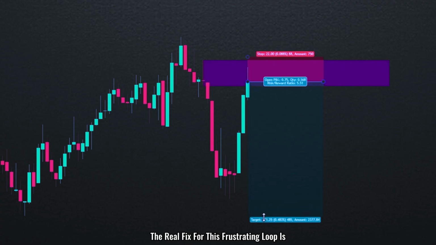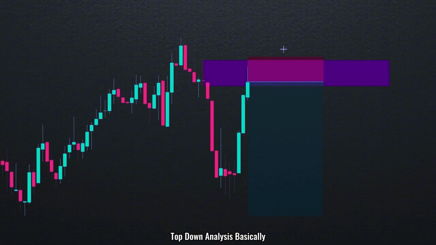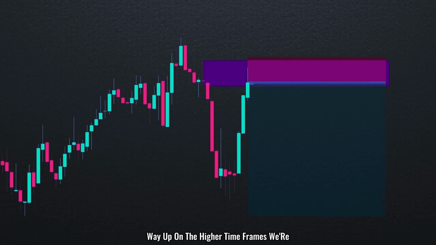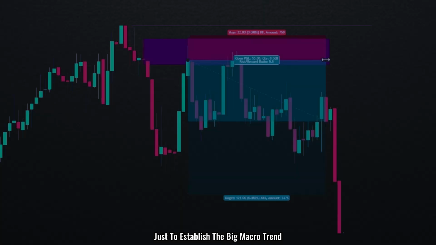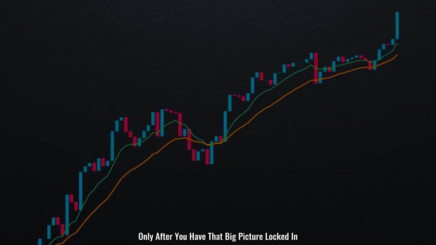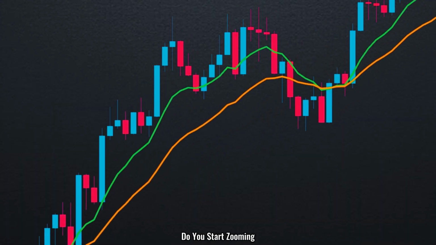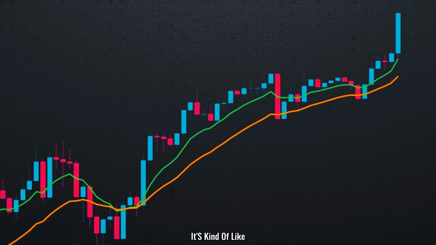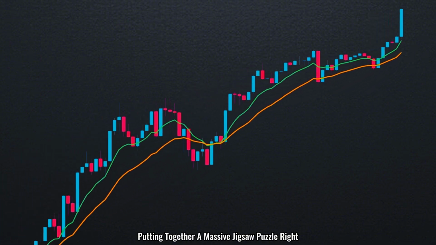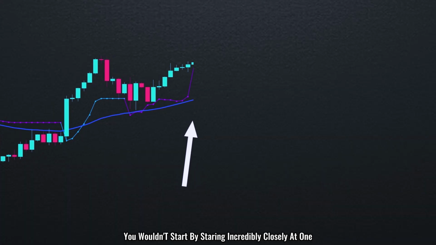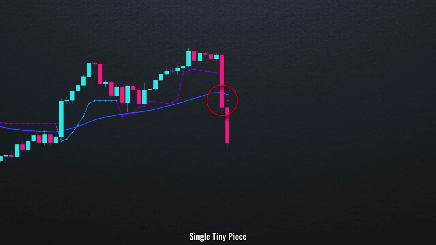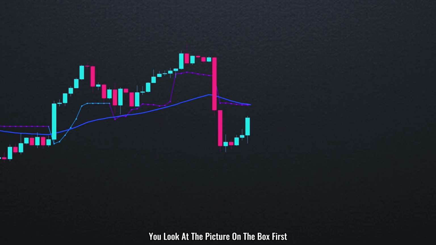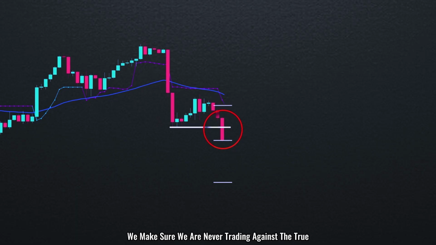The real fix for this frustrating loop is top-down analysis. Basically, it's the process of starting your chart analysis way up on the higher time frames. We're talking monthly or weekly charts, just to establish the big macro trend. Only after you have that big picture locked in do you start zooming way down into the lower time frames for precise trade execution. It's kind of like putting together a massive jigsaw puzzle, right? You wouldn't start by staring incredibly closely at one single tiny piece. You look at the picture on the box first. By starting high and working our way down, we make sure we are never trading against the true underlying intentions of the market.